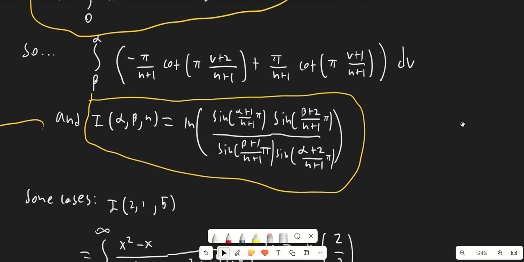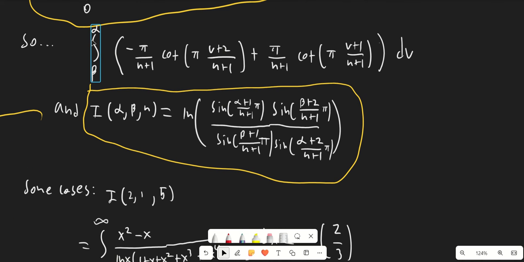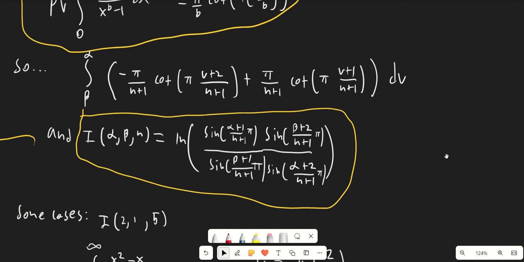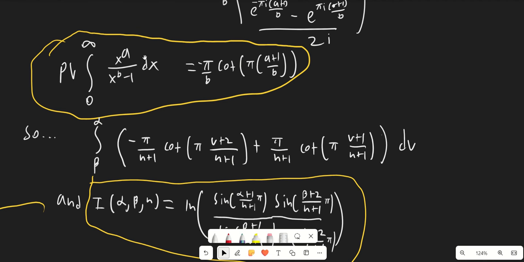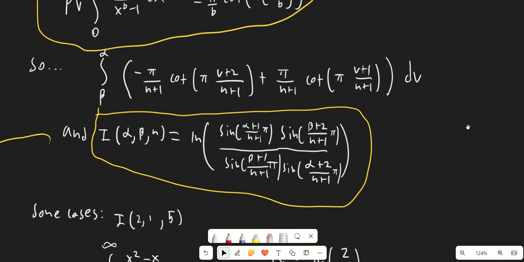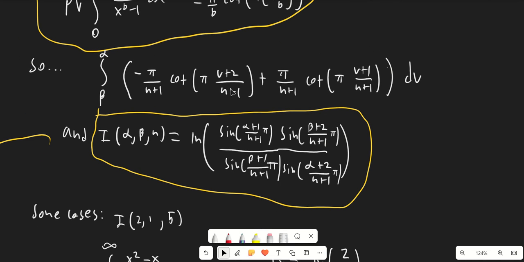So overall, what we're finally going to get is the integral from beta to alpha of negative pi over n plus 1 cotangent of pi times v plus 2 over n plus 1, plus pi over n plus 1 cotangent of pi times v plus 1 over n plus 1, dv. We just got this from our integral from earlier. We just plugged in this principal value formula right here. Integrating this is super easy because notice that pi and n plus 1 are also right here, so we just divide those right out. And the integral of cotangent is just natural log of sine. So we end up with this nice natural log expression for I of alpha, beta, and n.